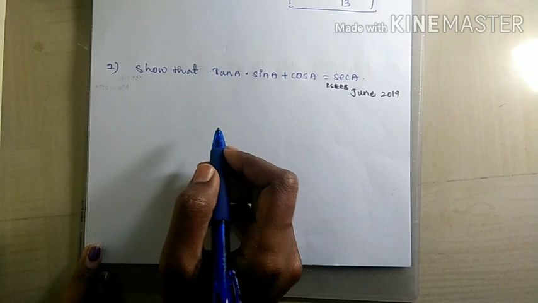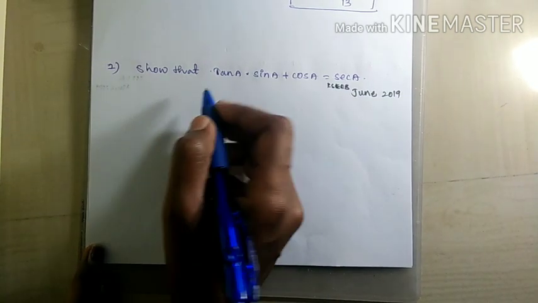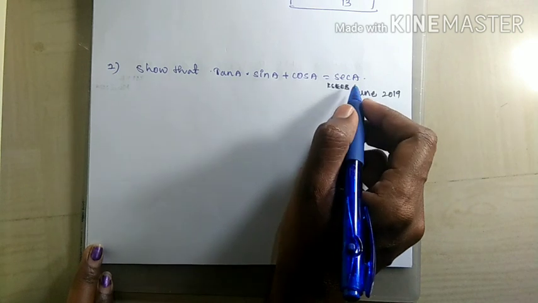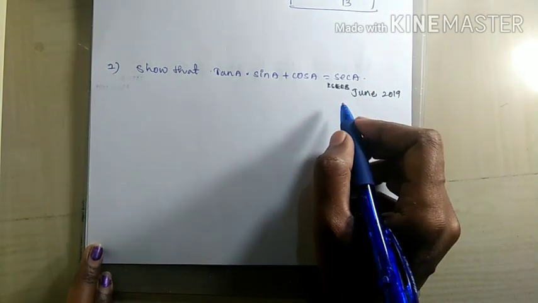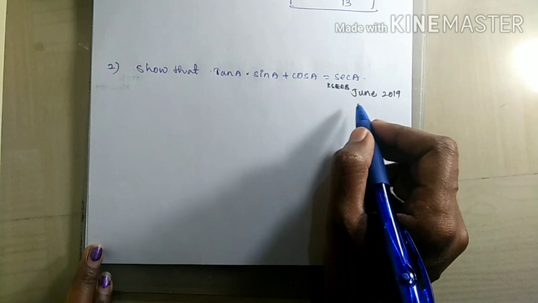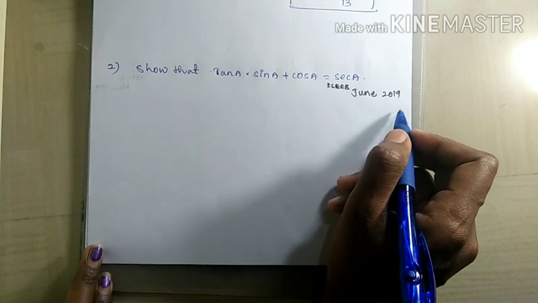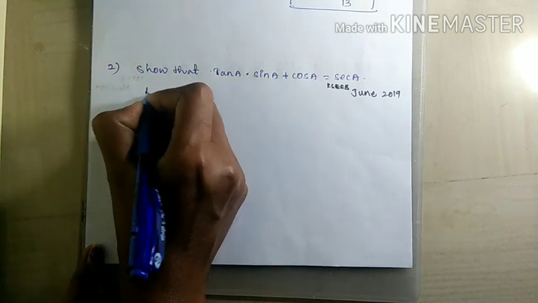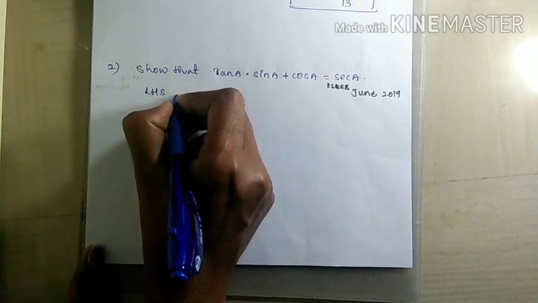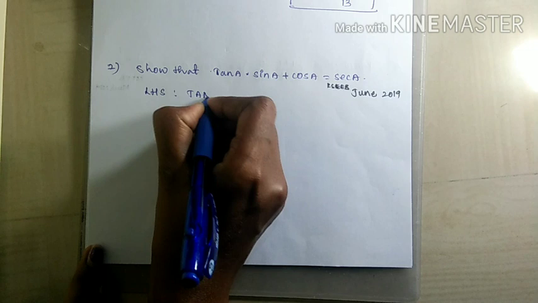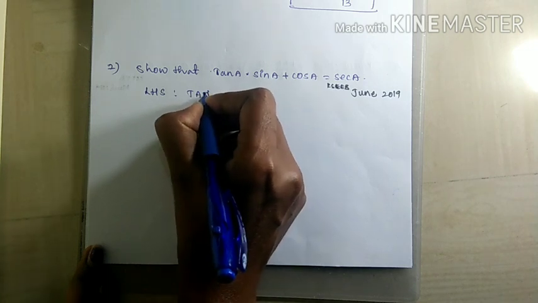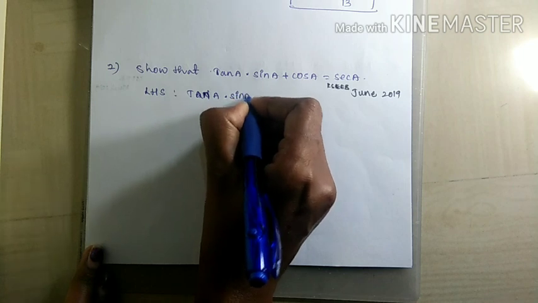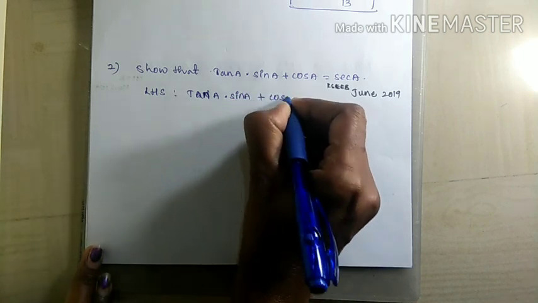Now here we have example number 2. Show that tan A into sin A plus cos A equals secant A. This question came in the KSEB June 2019 question paper. So let me take the LHS part. So LHS is given: tan A into sin A plus cos A.